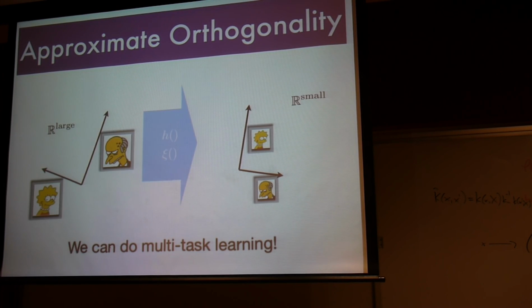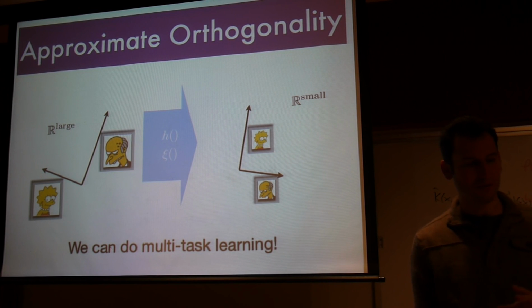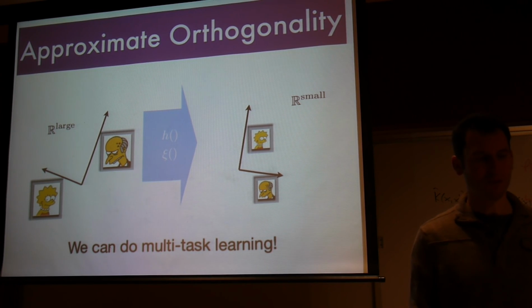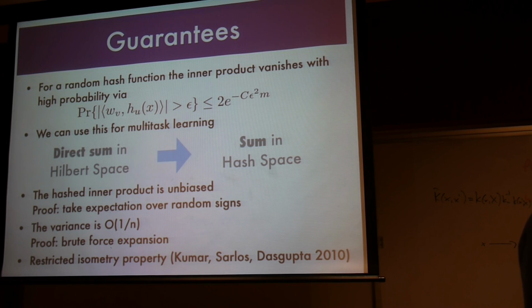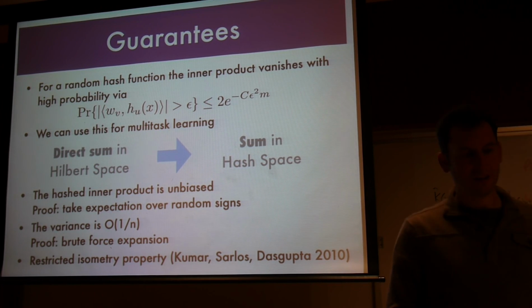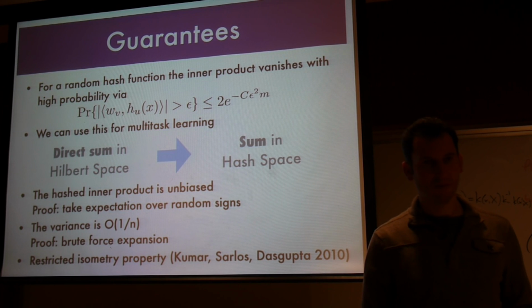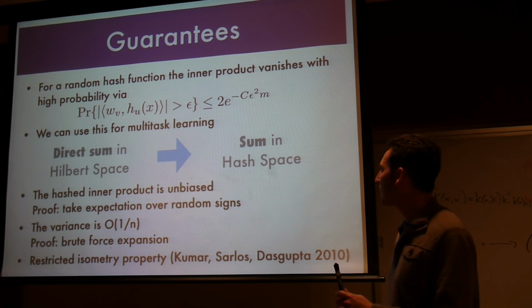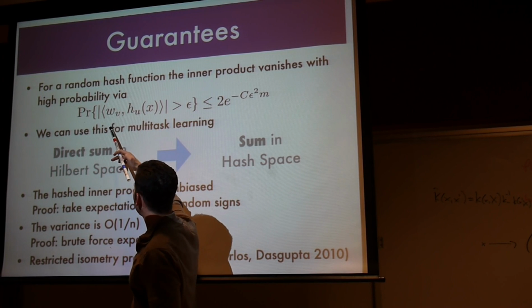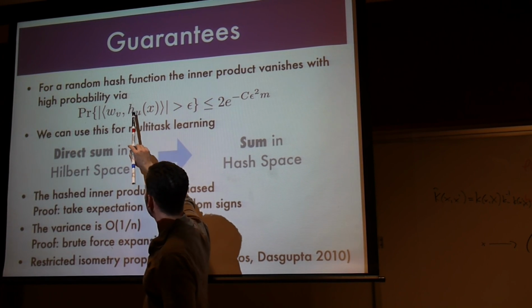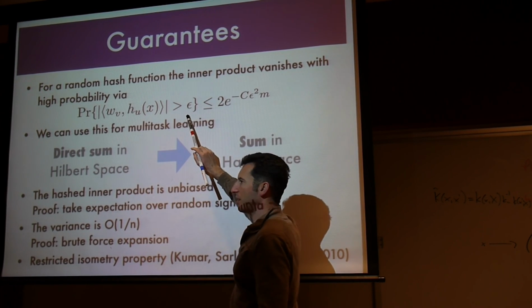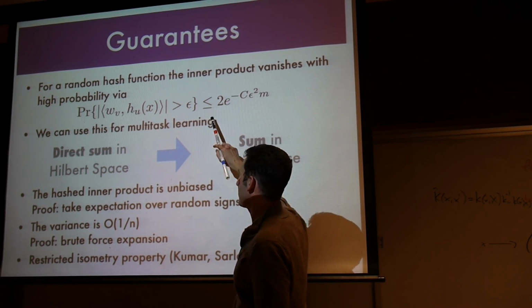So what really happens is, if we have two vectors that are orthogonal in high dimensional space, then through the hashing they're approximately orthogonal in the lower dimensional space, so we can do very efficient multitask learning. And if we had two vectors that were orthogonal before, namely, let's say the parameter weight vector for user v and the feature vector for user u, then in the hashed space, well, the inner product is essentially going to vanish with high probability.